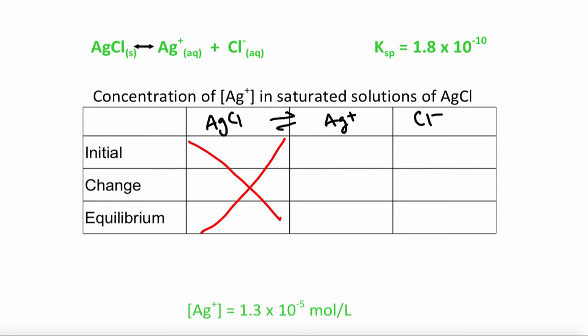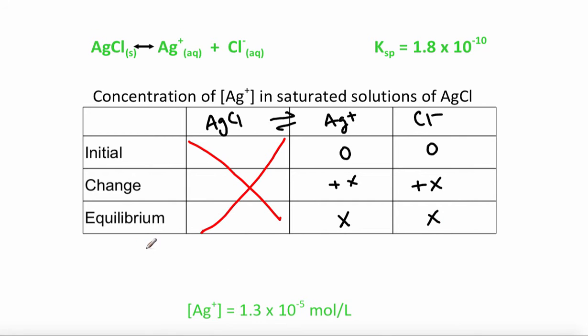So the idea that we have from the beginning is that initially we don't have any of this substance in solution. And we want to think about, well, what would happen? Some of this salt would dissolve if we were going to make a saturated solution of silver chloride. So it would increase by some amount x. We pay attention to the stoichiometry of the reaction. It's all 1-to-1. And we have equilibrium concentrations in that saturated solution of x and x.